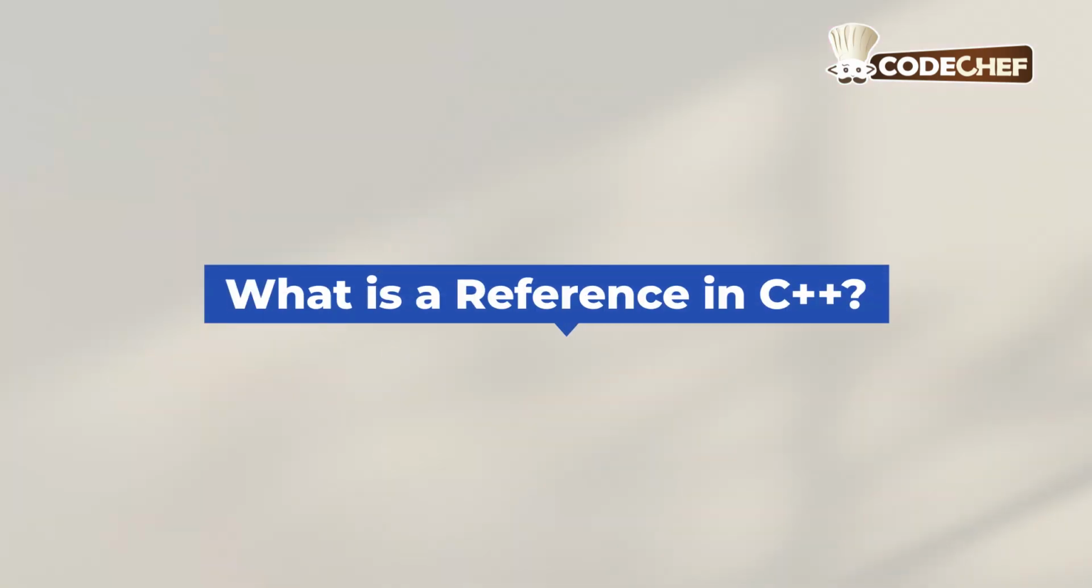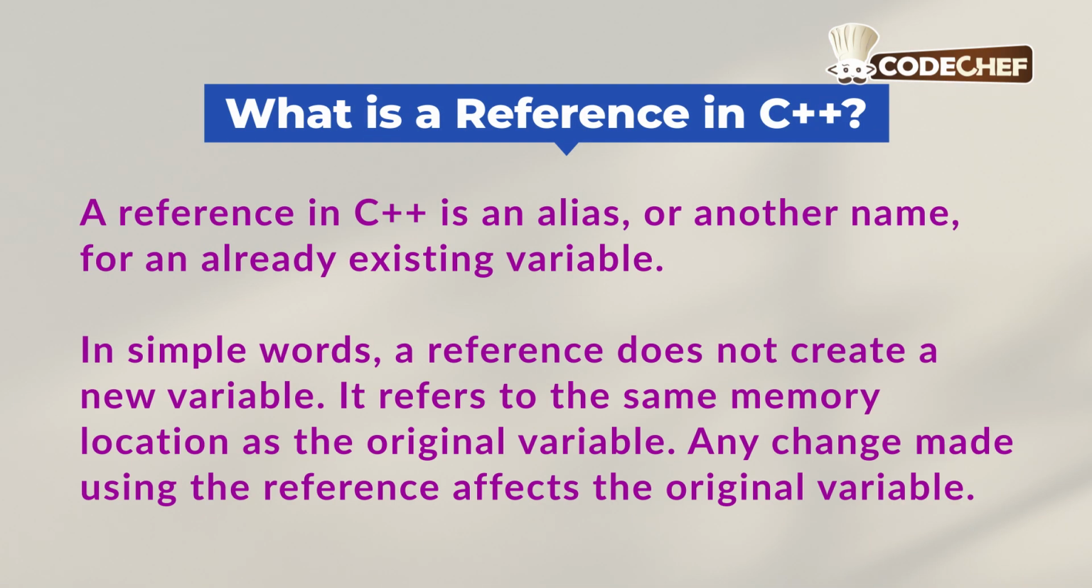What is a reference in C++? A reference in C++ is an alias or another name for an already existing variable. In simple words, a reference does not create a new variable. It refers to the same memory location as the original variable. Any change made using the reference affects the original variable.